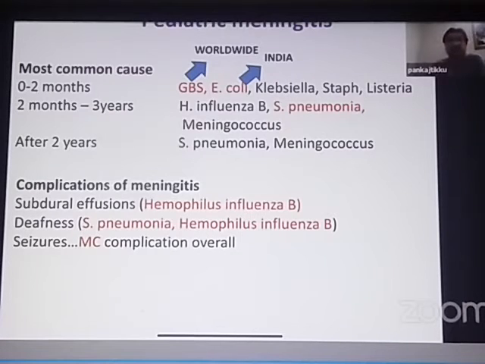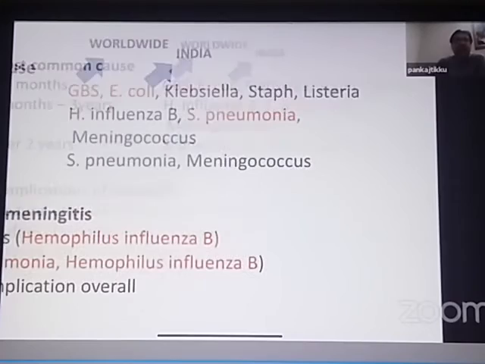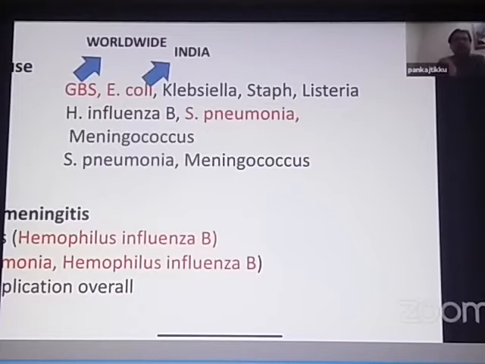This includes neonates also. So the most important cause of meningitis in the first 2 months, including neonatal meningitis, is E. coli in India. Worldwide, the most common cause is group B streptococcus, but in India, it is E. coli. Other causes of meningitis are Klebsiella, Staphylococcus, and Listeria monocytogenes. So in the first 2 months, the most important causes are group B streptococcus, E. coli, Klebsiella, Staphylococcus, and Listeria.